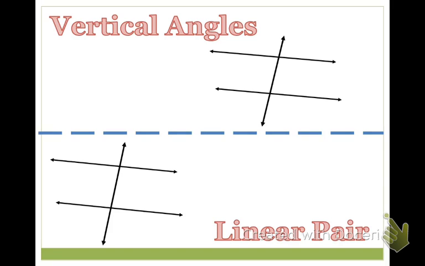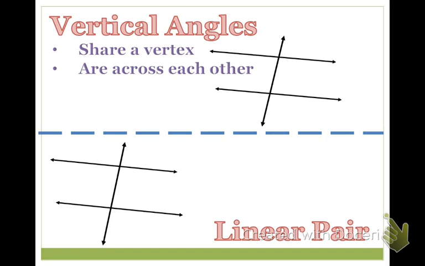But we have vertical angles. What do vertical angles share? A vertex. They share a vertex. And where are they located in reference to each other? Across. They're across from each other. So they share a vertex. They're across from each other. This is on the next page. You have heard this before, I'm sure. Share a vertex. They're across from each other. This one you'll need the many colors again. So they share a vertex, and they are across from each other.